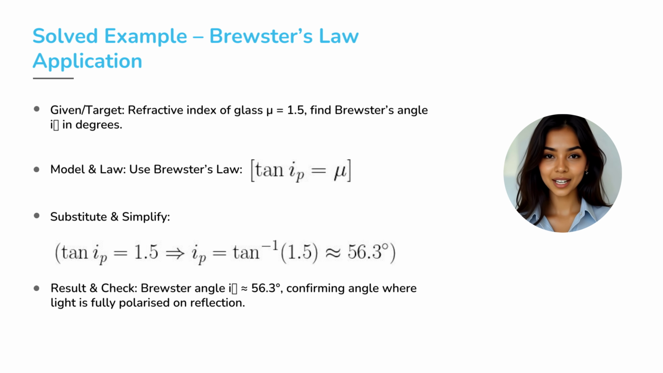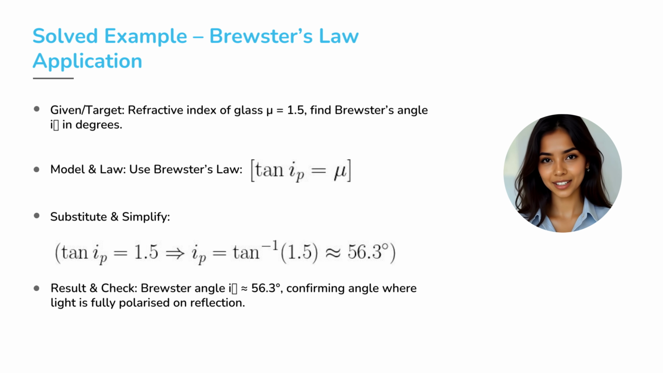Let's do a quick example to apply Brewster's law. Suppose we have a glass surface with a refractive index of 1.5 and we want to find the Brewster angle, the angle at which reflected light is completely polarized. Brewster's law tells us the tangent of the Brewster angle equals the refractive index. So, tangent of the Brewster angle equals 1.5.